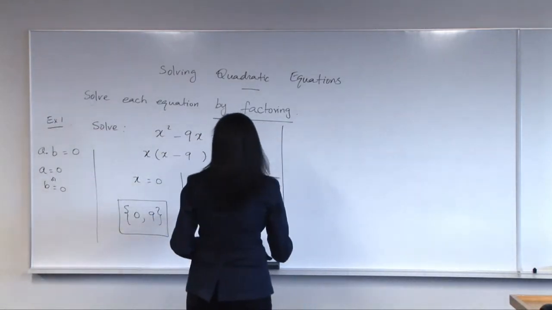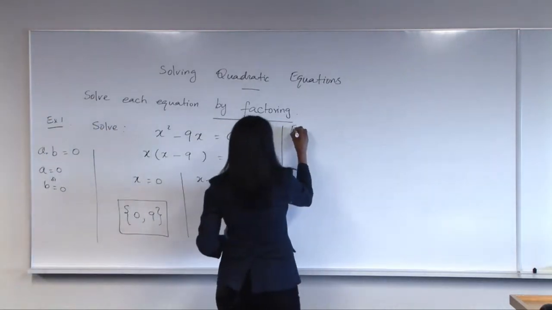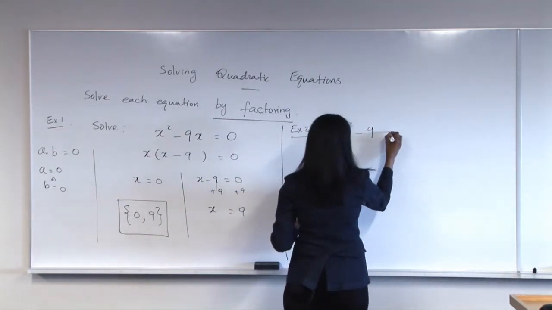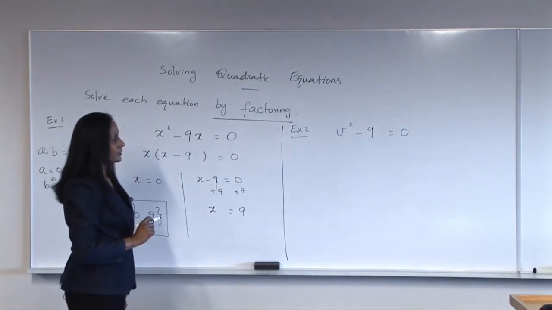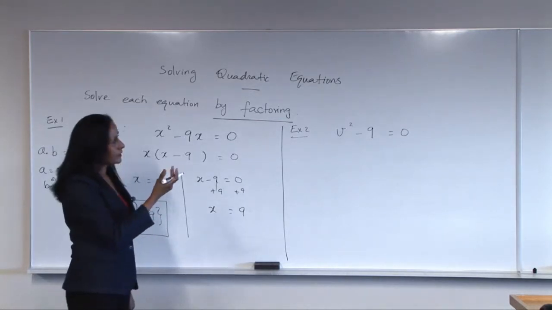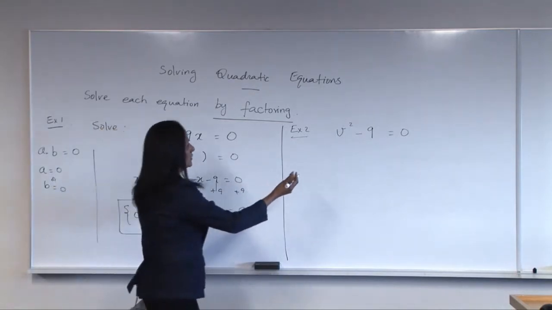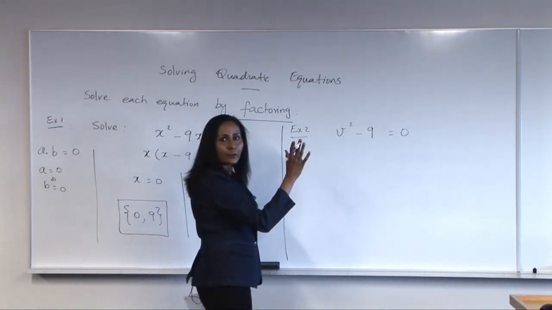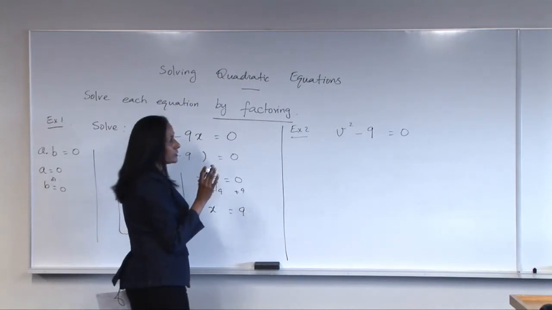Example 2. Here again the question is solve by factoring. Here the equation is v squared minus 9 is equal to 0. You are asked to solve this quadratic equation, and here the variable is v, and we are going to solve for v. And here the question is factoring. So don't think of adding 9 both sides and solving this problem. That is not the way you do for this type of question. Okay, so we have to factor this.